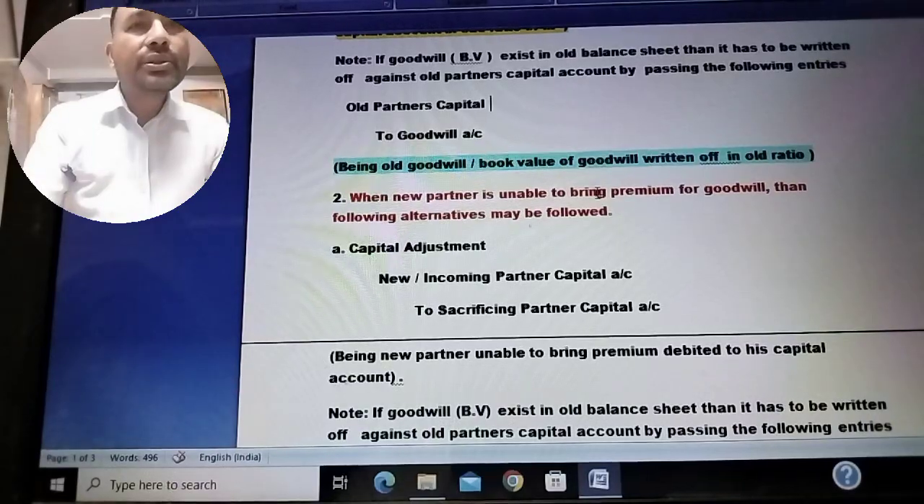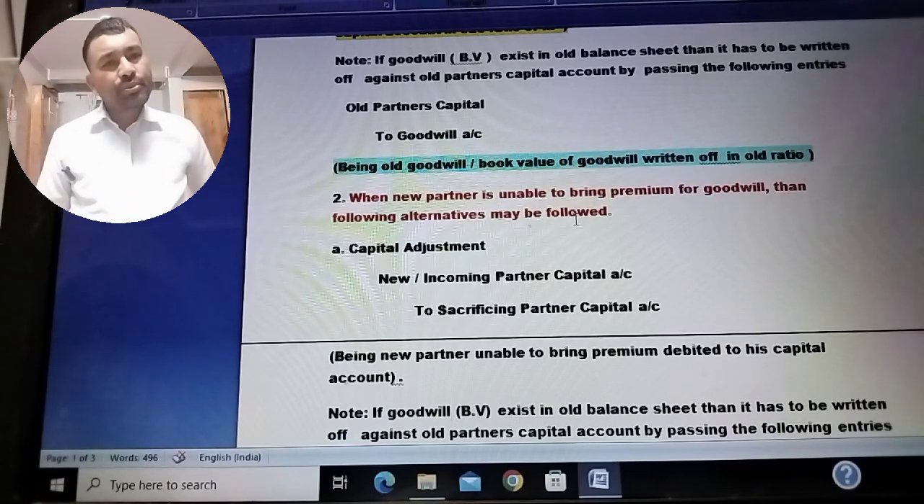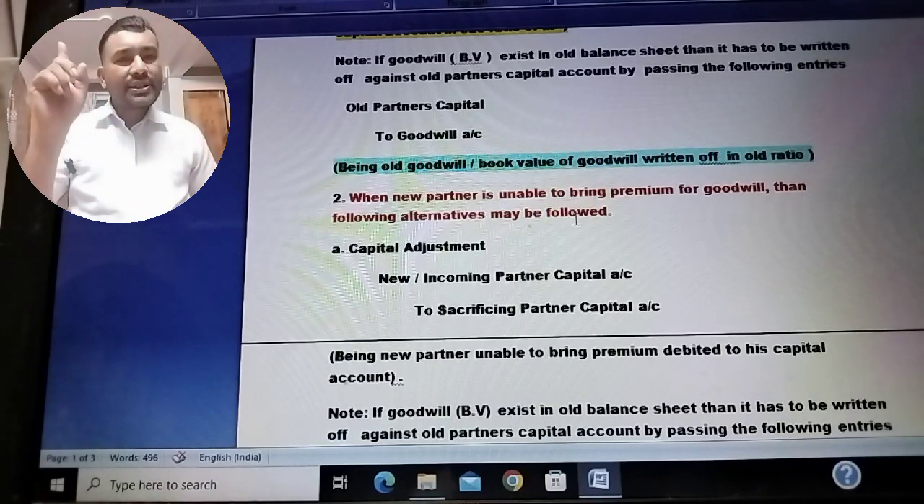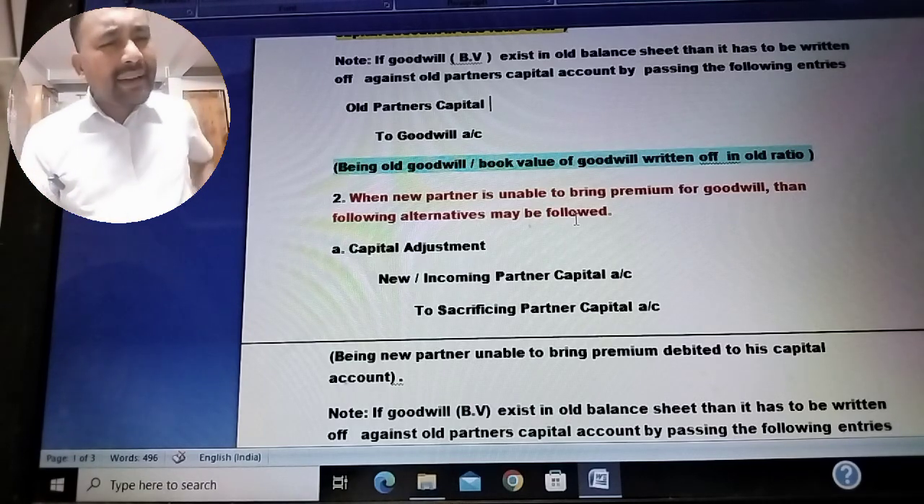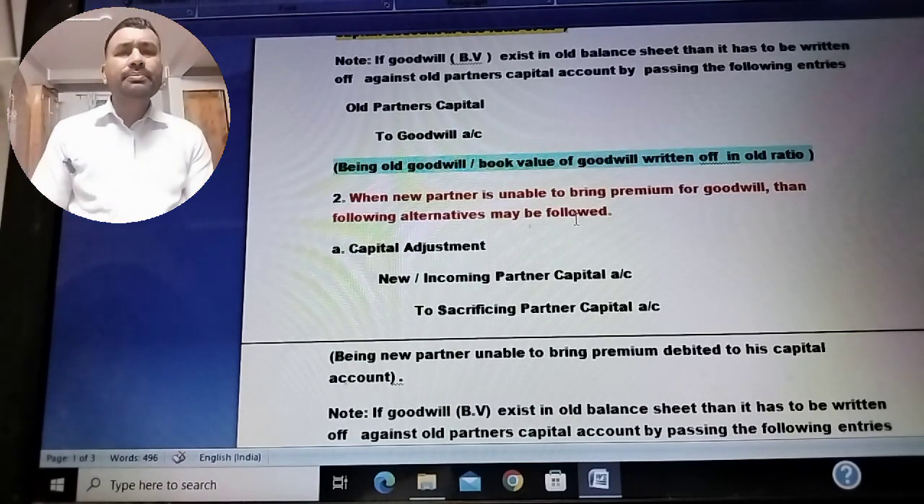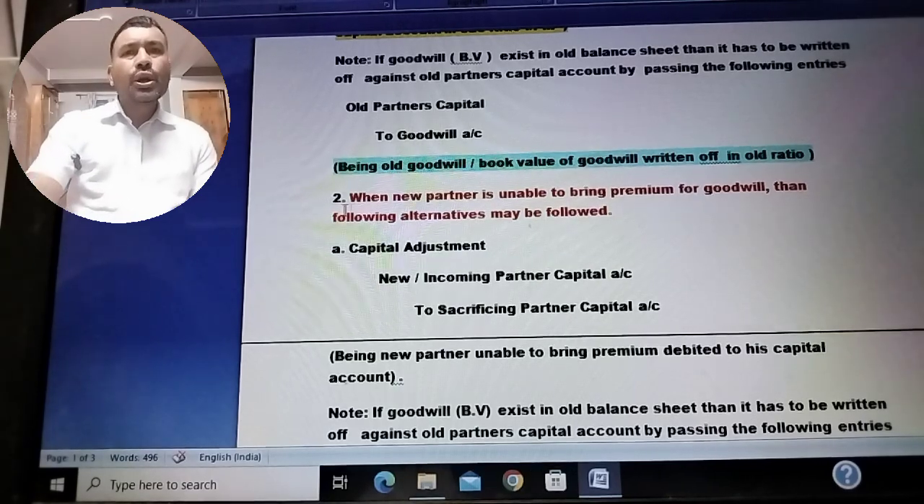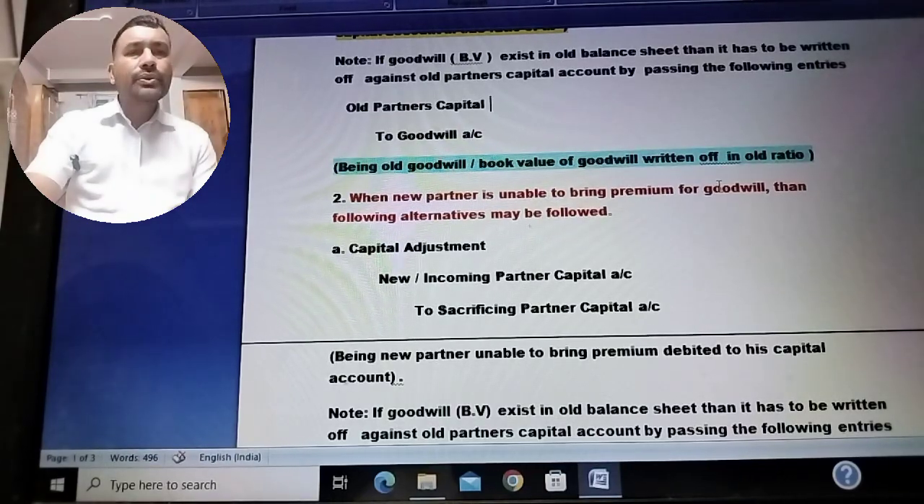When new partner is unable to bring premium for goodwill, then the following alternatives may be followed. If premium is brought, then two entries are important: cash to premium for goodwill, and premium for goodwill to sacrificing partners' capital. And third, old partners' capital account to goodwill. This third entry will be passed only when the old goodwill appears in the balance sheet. But in every case, the new partner may not be able to bring premium for goodwill. So when the new partner is unable to bring premium for goodwill, then the following alternatives may be adopted.